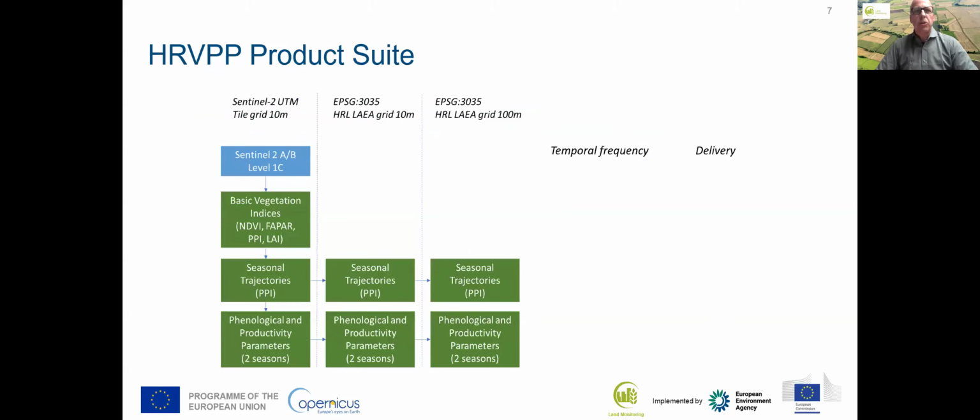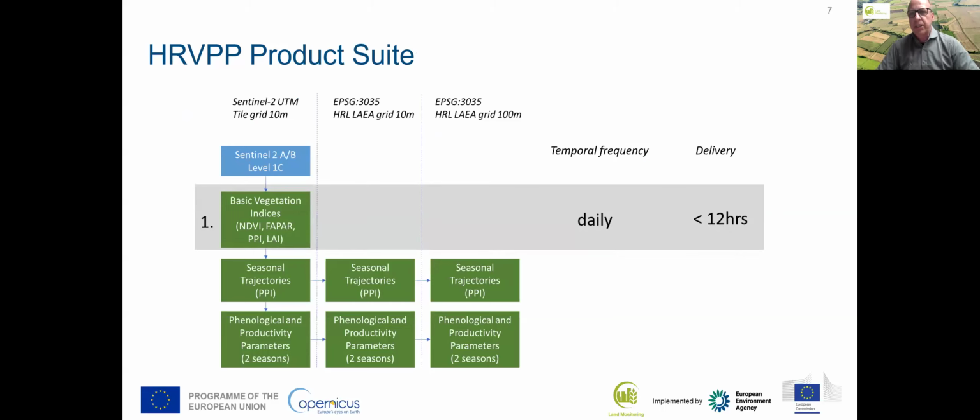It's a suite of products, so it consists not only of one single product. It starts from the Sentinel-2 time series on a 10-meter spatial grid, both Sentinel-2A and 2B, level 1C. And at the daily part, at least a set of vegetation indices is calculated. Whenever a scene comes in, the calculation is done immediately, so the data becomes available within 10 or 12 hours. It consists of the fraction of absorbed photosynthetically active radiation, the normalized difference vegetation index, the NDVI, well known, the leaf area index, and probably less known is the plant phenology index.